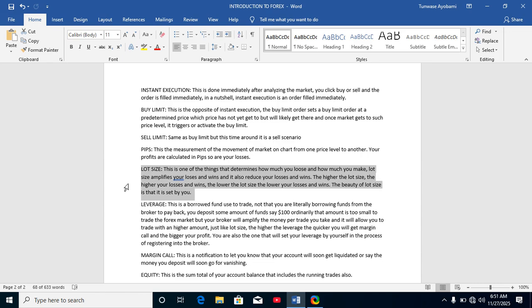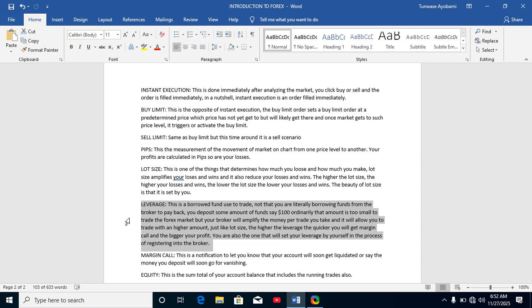So if you want to win big, just understand that if the market should go against you, you will also lose big. You understand that also. So now we come to leverage. Leverage too helps you in determining the money you will be making in forex.